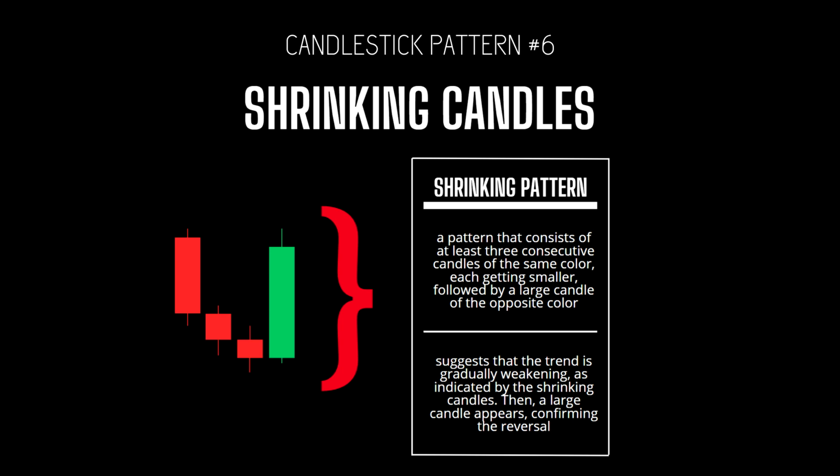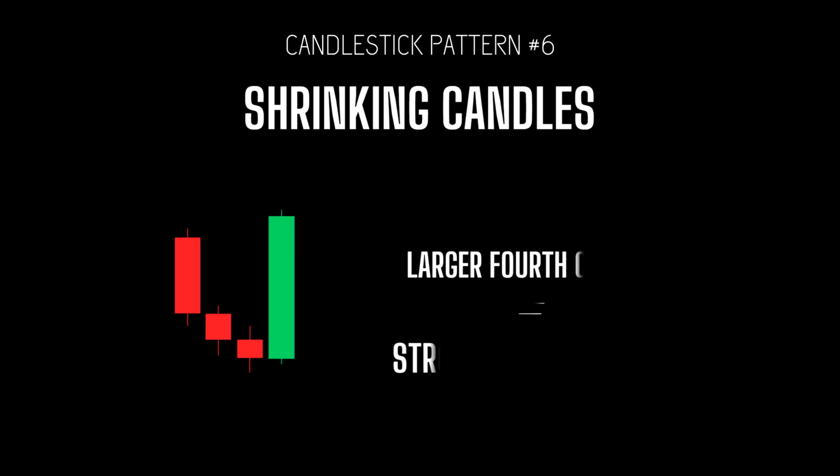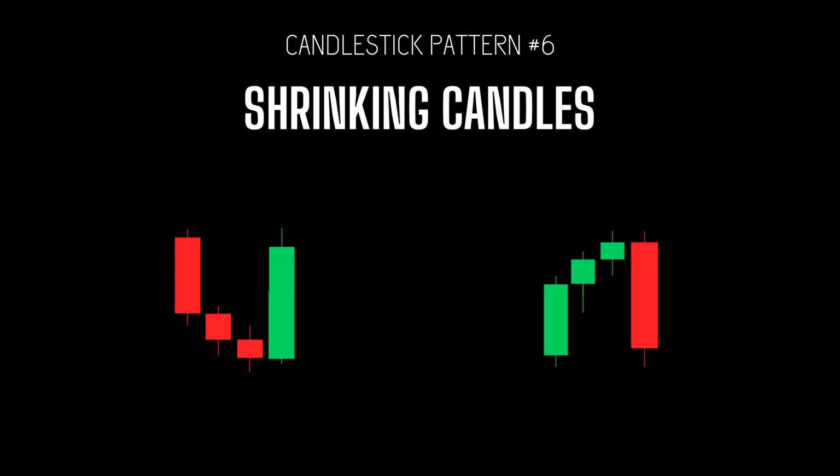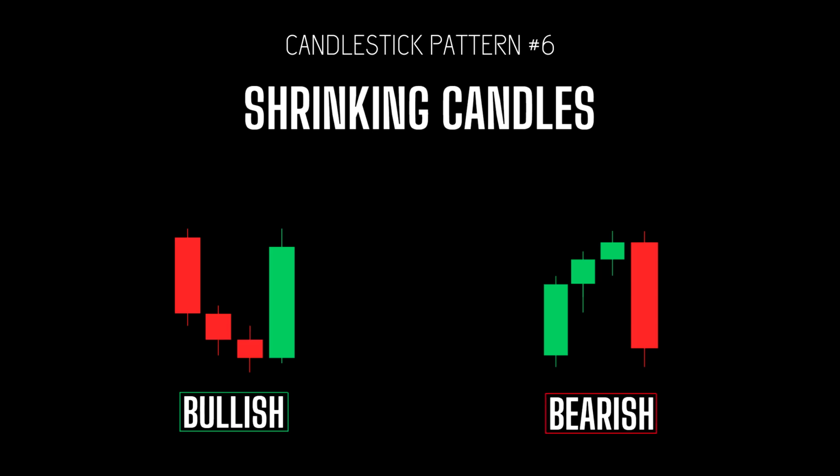The size of the 4th candle affects the likelihood of a successful reversal. Larger candles show stronger momentum, increasing the probability of a reversal. I recommend looking for a pattern where the 4th candle closes above the 2nd candle. There are 2 types of shrinking candles: a bullish shrinking candle pattern where the 3 shrinking candles are red and the 4th candle is green, and a bearish shrinking candle pattern where the 3 shrinking candles are green and the 4th candle is red. Whenever you see this type of pattern on a chart, it signals a possible reversal of the current trend.